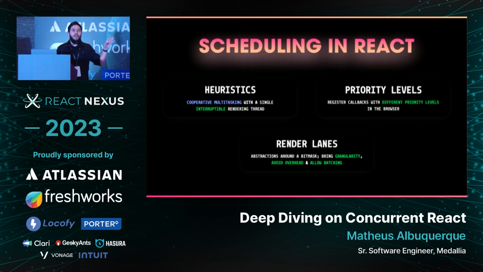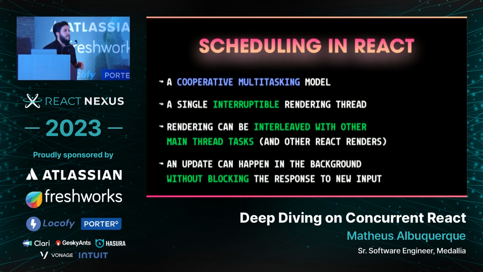As part of this deep dive, I want to focus for now on three different aspects: the heuristics behind this, the idea of priority levels, and one abstraction called render lanes. So we saw that there's no use of workers or parallelism in the end in React. What we have, though, is this cooperative multitasking model where you have one single thread, but the rendering process can be interleaved with other actions happening in the main thread, including other React renders themselves.